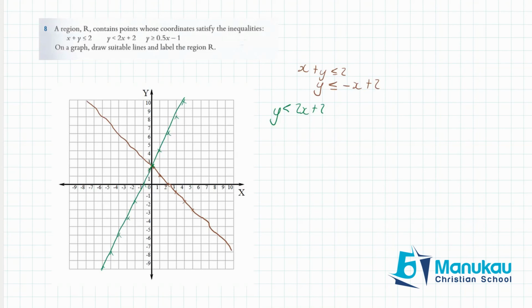And then the last one, I'll do this in blue, y is greater than or equal to 0.5x minus 1. Okay, so here's our minus 1. This is a positive gradient. So a gradient of 0.5 is the same as a gradient of 1/2, which means we go up 1 across 2. So up 1 across 2. So it's a shallower sort of gradient.